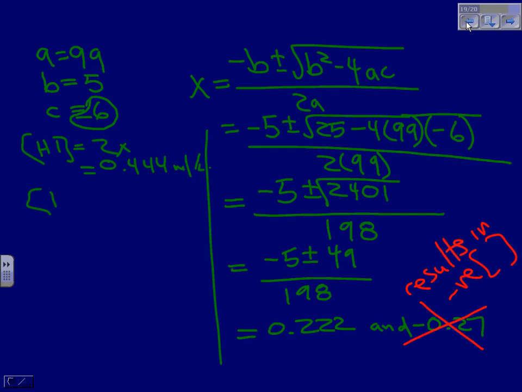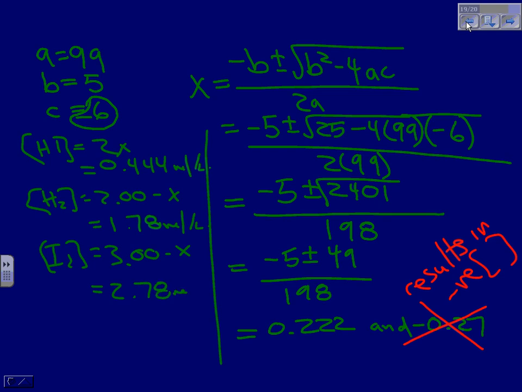Concentration of, what's next? H2? Was H2 next? H2, and what was that? The 2 or the 3? 2.00 minus x, and I'll take an answer. 1.78 moles per liter, and I2, that's the 3.00 minus x. That's got to be 2.78. Yeah, 2.78 moles per liter. All right?